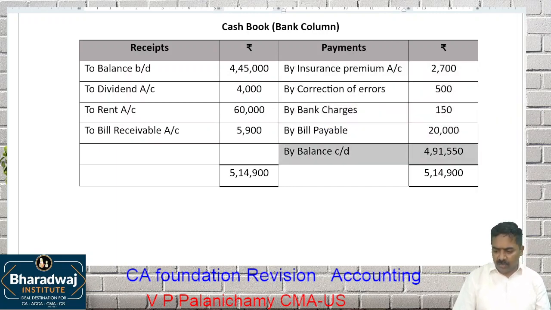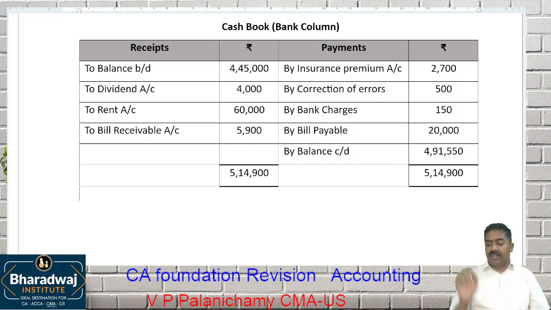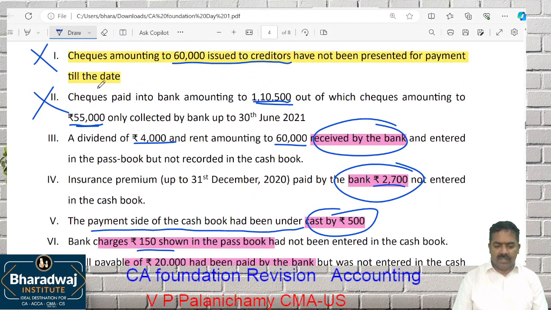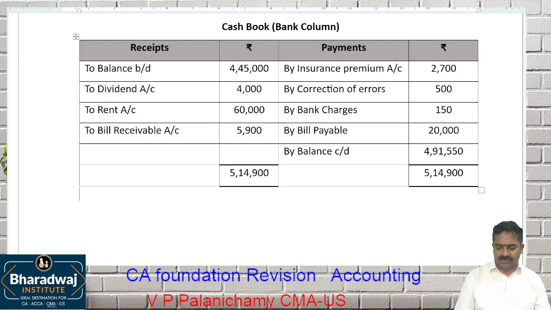Otherwise, if you take this 4,41,550, the last one, if you take 4,91,550, directly what can we do? Point number 1 and 2 alone we can adjust and BRS is over. So which one is better? This one. BRS will be prepared based on this 4,91,550.